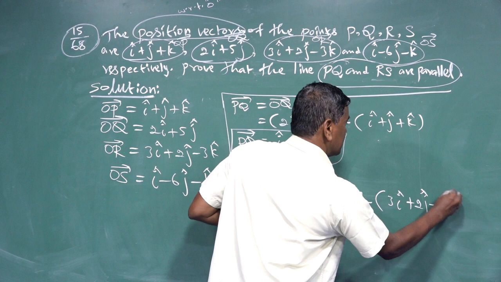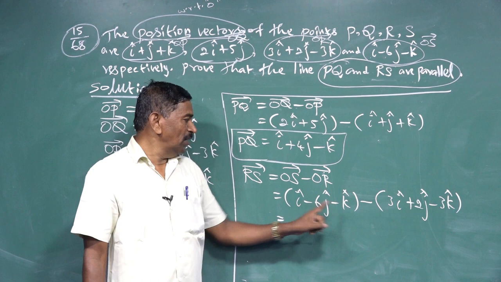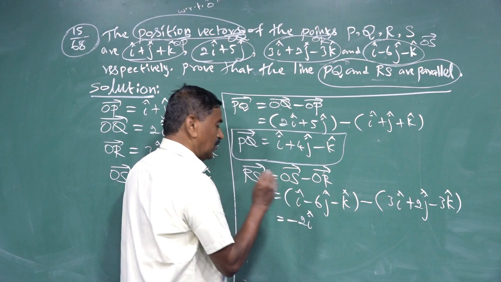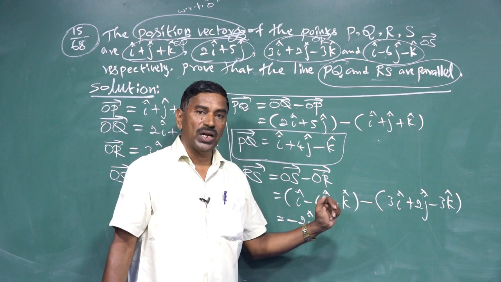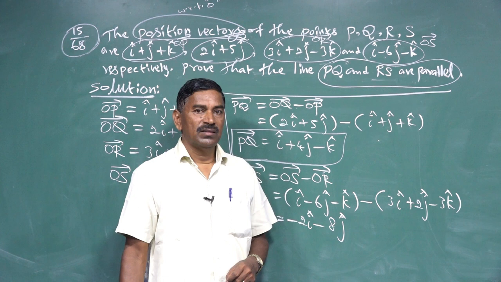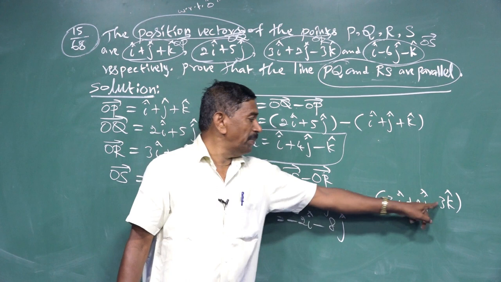Simplify it yourself. Here, minus 3 plus 1, so minus 2i. Next, minus 2, minus 6, totally minus 8 j cap. Next, minus into minus plus 3, so plus 3 minus 1, equal to plus 2, plus 2 k cap.